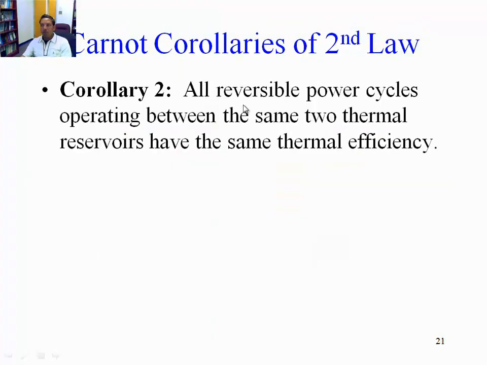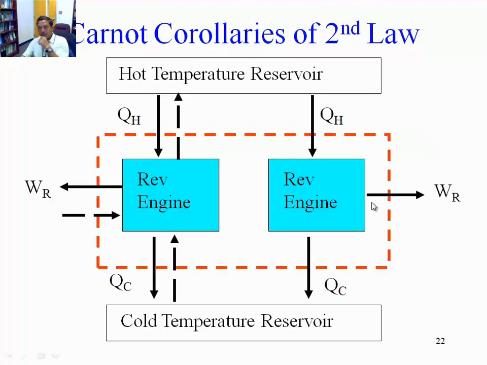The second corollary says that all reversible power cycles operating between the same two thermal reservoirs have the same thermal efficiency. Okay? That's just a corollary due to observation. So he took different power cycles, different heat engines, operating within the same two temperatures, and as long as they operate reversibly, they will yield exactly the same thermal efficiency. So they will produce or yield exactly the same ratio of work to heat in. Right? So this is the second corollary.